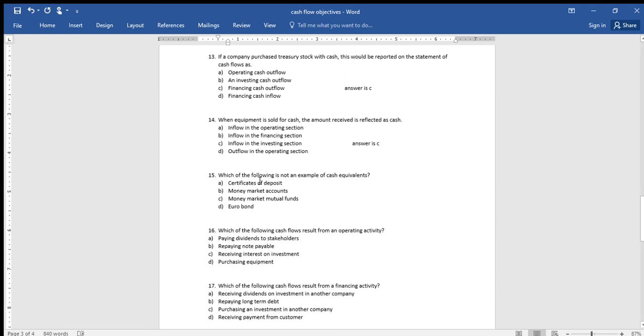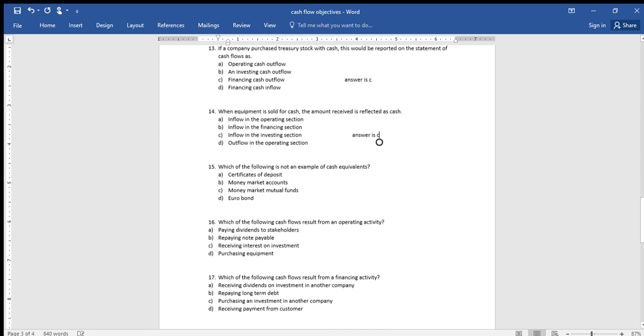Then 15, which of the following is not an example of cash equivalents? A. Certificate of deposit. B. Money market account. Then C. Money market mutual funds. Then D. Eurobond.